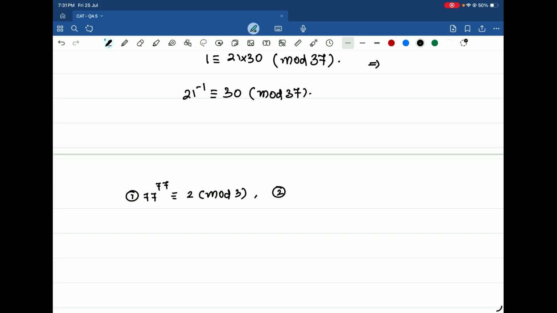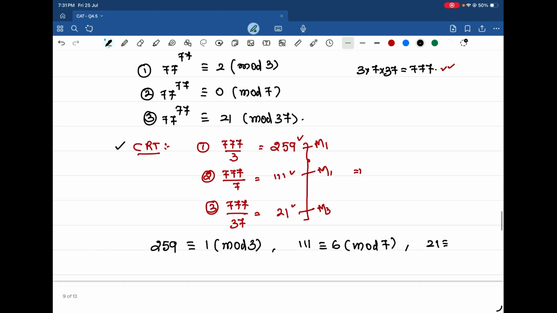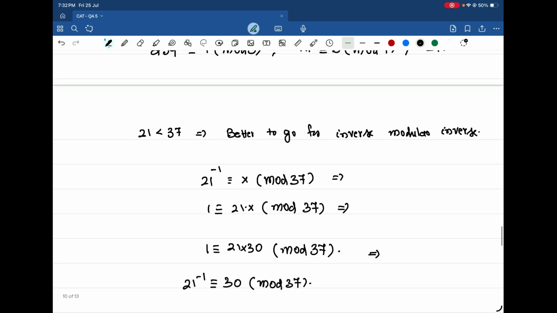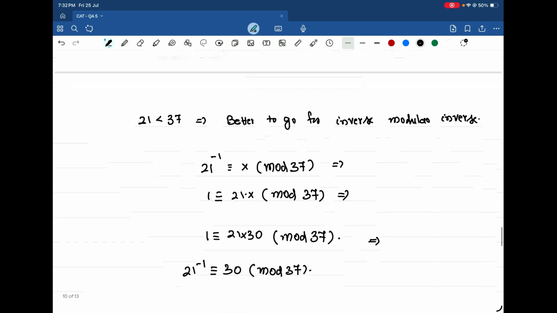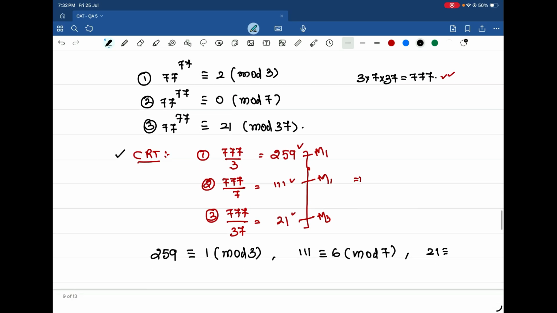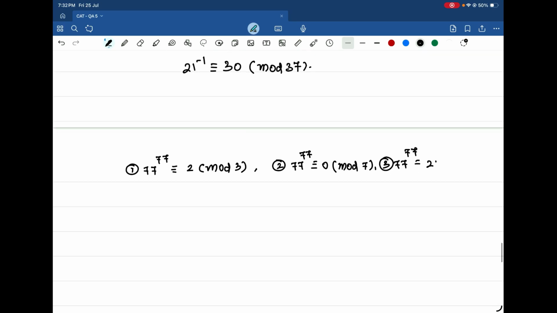Second equation is 77 to the power of 77 is equivalent to 0 mod 7, sorry, not mod 3. Third equation is 77 to the power of 77 is equivalent to 21 mod 37. This is one set of equations.